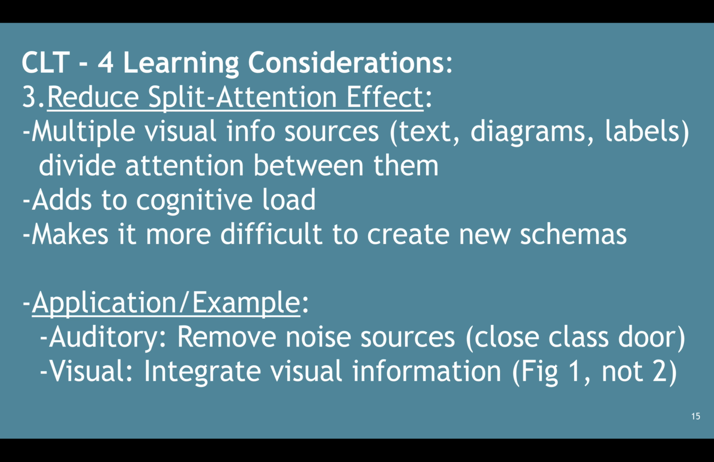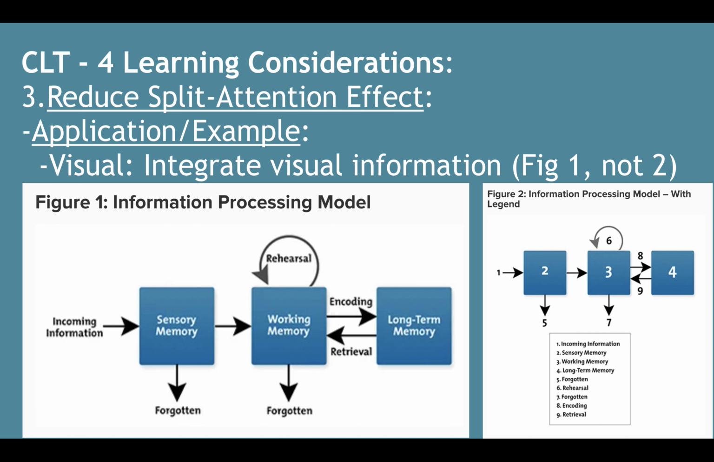Number 3, reduce split attention effect. If you have multiple visual information sources, such as text, diagrams, or labels, they divide attention between them. This adds to the cognitive load. As a result, it makes it more difficult to create new schema. So an application example of that would be auditory. You'd want to remove any extraneous noise sources. So for example, if you're teaching a class, you want to close the door. Visually, you want to integrate visual information more seamlessly. For example, remember we talked about the different figures. You want to focus on figure 1 versus figure 2. Again, you see that the integration of visual information is much better in figure 1 than figure 2.